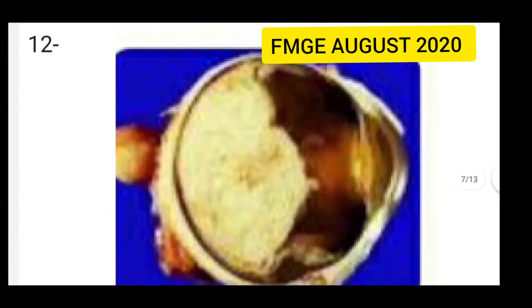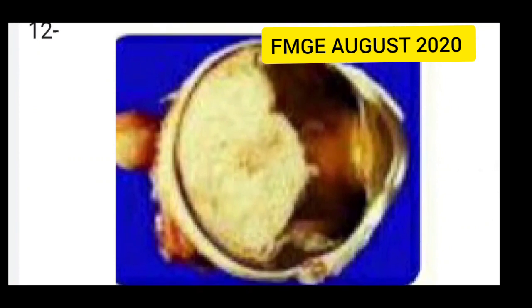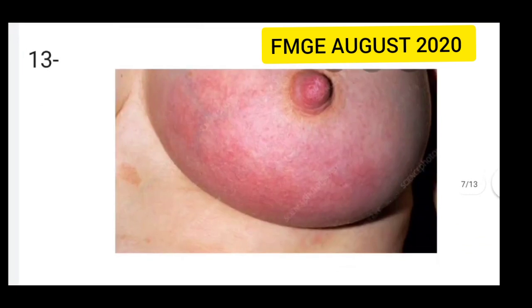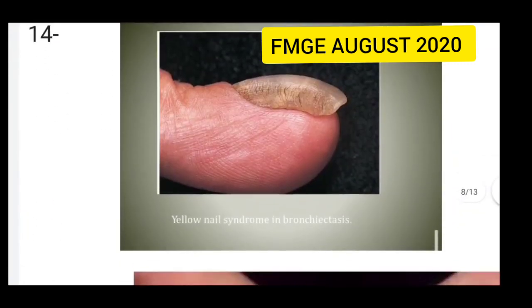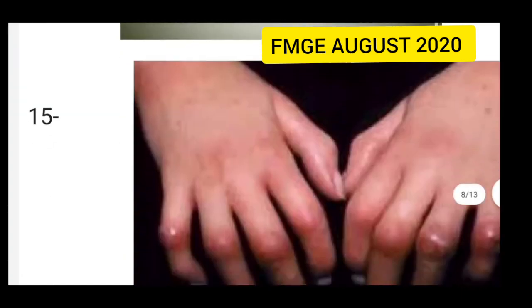Next one, in this image you can see the erythema on the face. Next one, in this diagram you can see this is the pathology of the retina. So this is the retinoblastoma. In this image you can see the inflammation of the breast, which is called mastitis. Next one, you can see here the deformity of the nail, which is present in bronchiectasis, and it is also called the yellow nail syndrome.